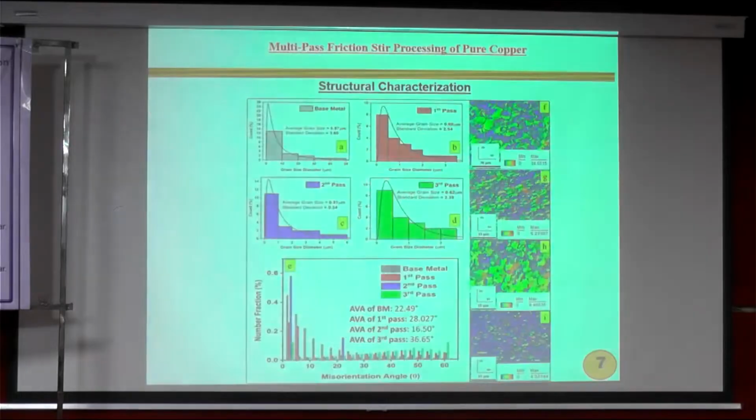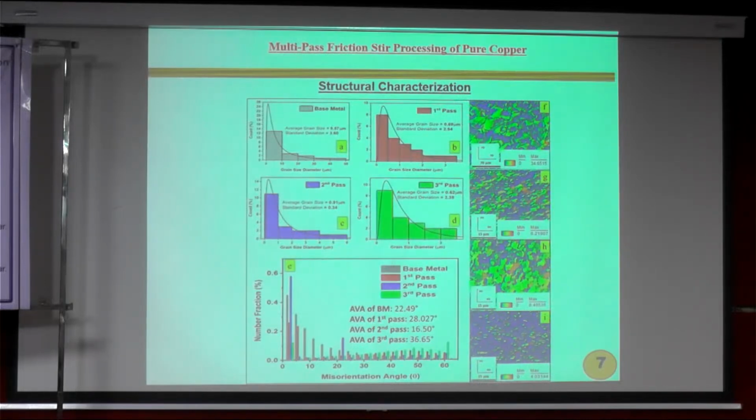Okay, so this is the next study. This is called the multi-pass friction stir processing of pure copper. That means we have taken the copper material. We already know copper is a high thermal conductivity material. It's also electrically conductive, and people are using it enormously for engineering applications. But the problem with copper is that we have to enhance the strength of the material.